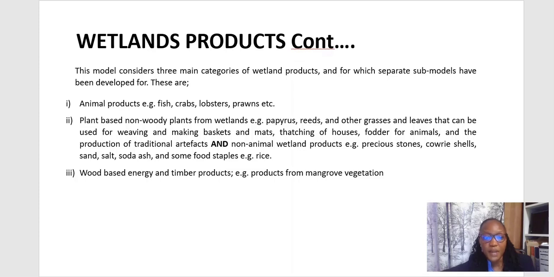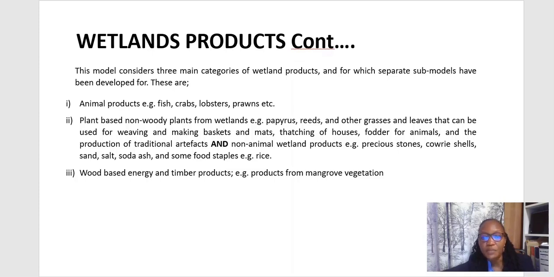The next one is the plant-based non-woody products from wetlands. We have the papyrus, the reeds, and other grasses and leaves that can be used for weaving and making baskets and mats, thatching of houses, fodder for animals, and the production of traditional artifacts. This is a common scenario along Lake Victoria in Kenya. I don't know about other countries that we share the boundary of Lake Victoria with.